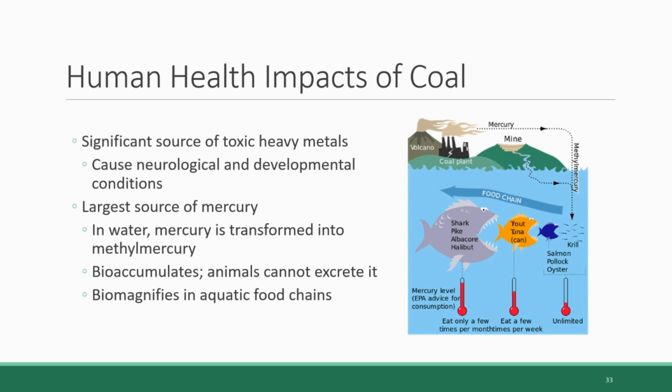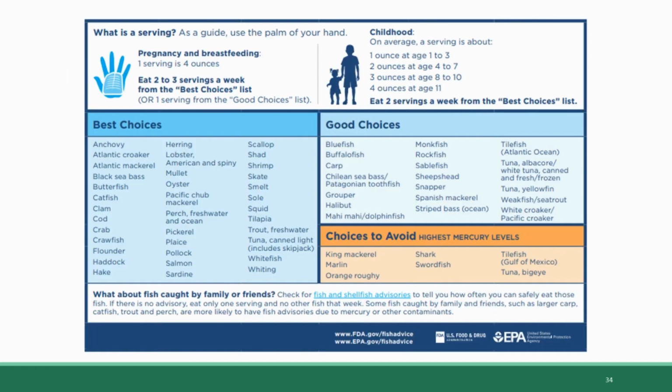And mercury consumption is most dangerous for children and pregnant women, and this table from the EPA gives you a sense of which fish are lower on the food chain and therefore lower in mercury and considered generally safe to eat. Examples include anchovies, herring, scallops, shrimp, clams, cod, crab, as opposed to those that are higher on the food chain, like sharks, swordfish, king mackerel, which have some of the highest mercury levels.